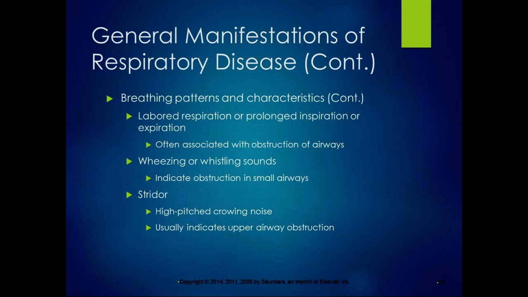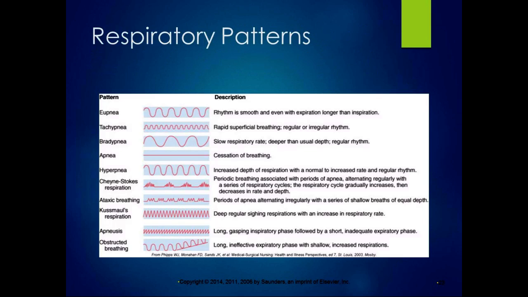Wheezing or whistling sounds indicate obstruction in small airways. So with asthma and CF, a lot of times you get wheezing or whistling. Stridor is a high-pitched crowing noise, which usually indicates an upper airway obstruction. So this is from the book. It's the little chart of respiratory patterns.